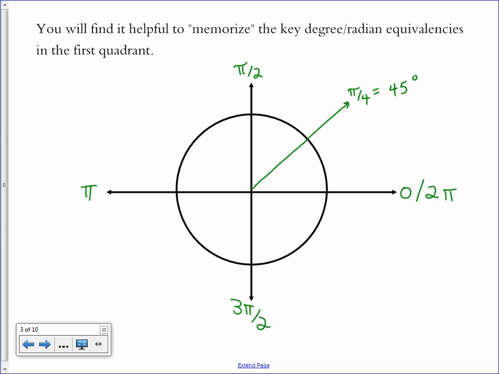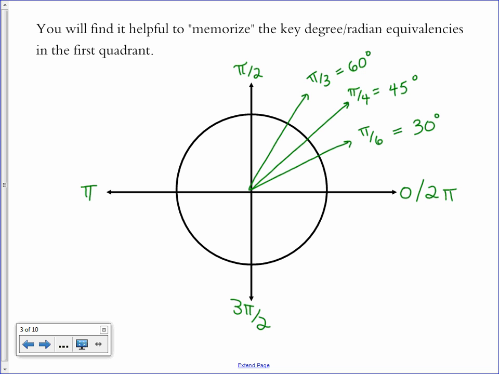Pi over 3 is going to be another really important one to know, because that's 60 degrees, and that's a really common one. And then pi over 6, you think about that as 180 divided by 6, that's 30 degrees. And of course the 30, the 45, and the 60 should look familiar to you. It's going to be really important that you know where those angles are, and then of course that you know the shortcuts for the 30, 60, 90, and 45, 45, 90.